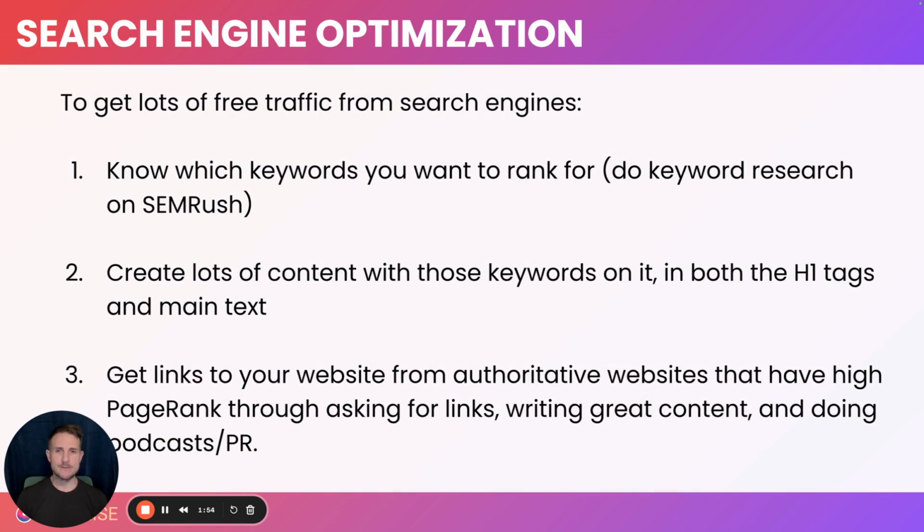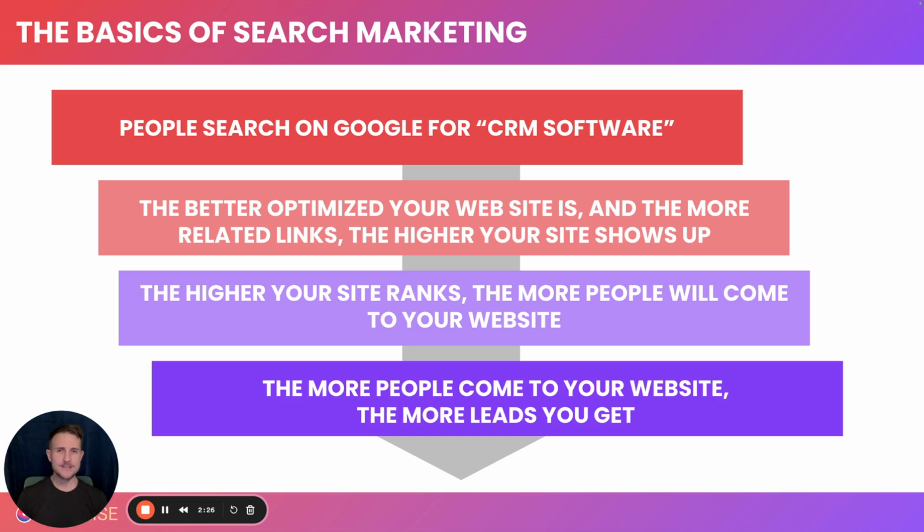So to get lots of free traffic from the search engines, number one, you've got to know which keywords you want to rank for, and you can do keyword research on tools like SEMrush, which we'll show you in a few minutes. You'll want to create content with those keywords on it in both the H1 tags and in the main text. And then you want to get links to your website from other authoritative websites that have high page rank, that have lots of links themselves. And you do that by asking for links, writing great content that causes people to link to you, and doing podcasts and public relations.